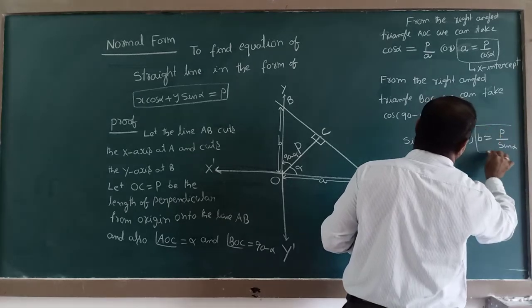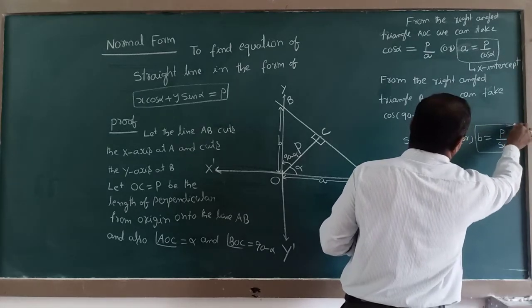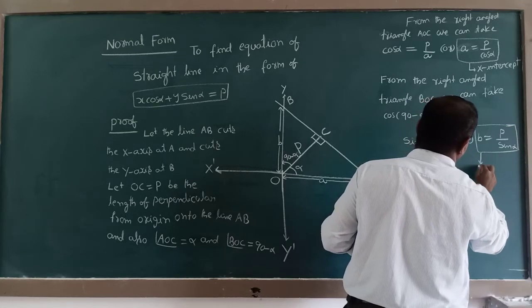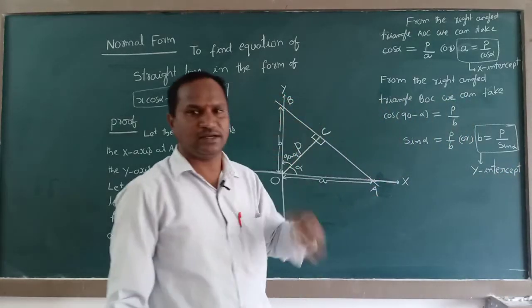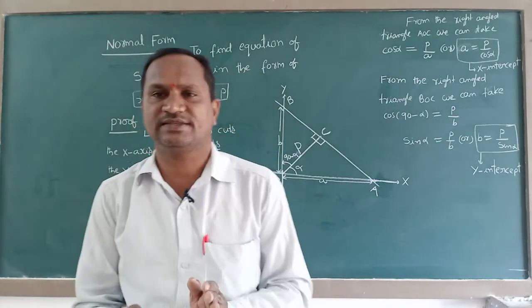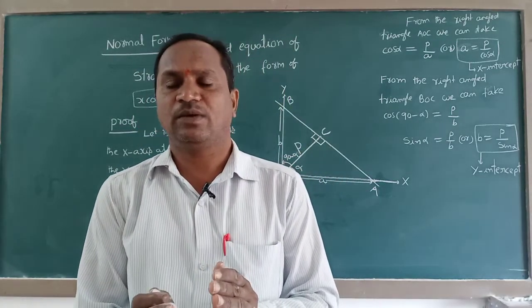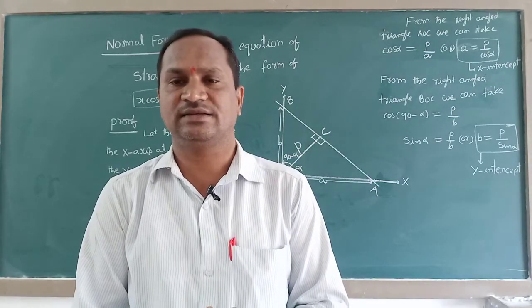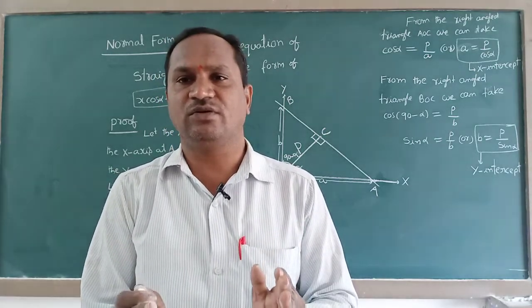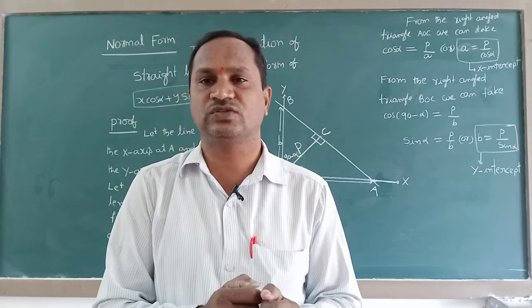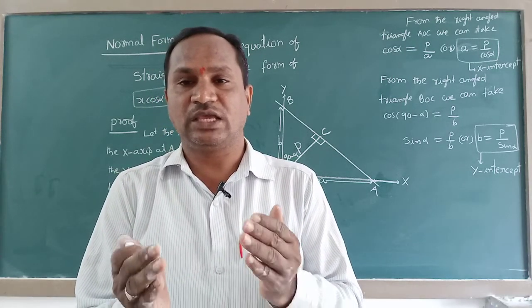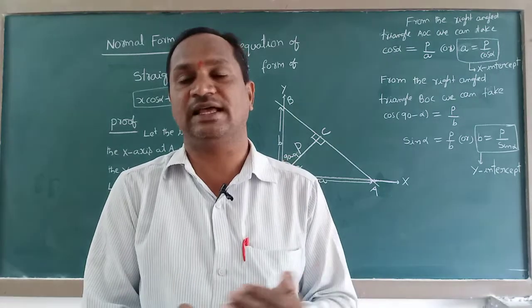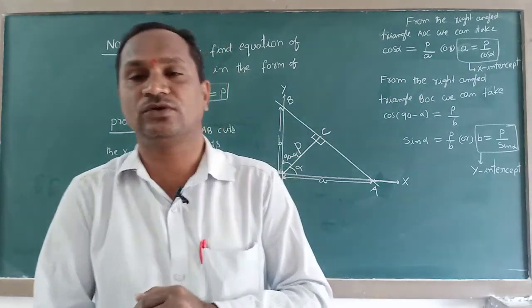It is the y-intercept. Like that we got the x-intercept and y-intercept. If we know the intercepts of the coordinate axes, easily we can apply the intercept form of the equation of line. That intercept form formula is x by a plus y by b is equal to 1. Already we gave the proof for this form in the previous class.